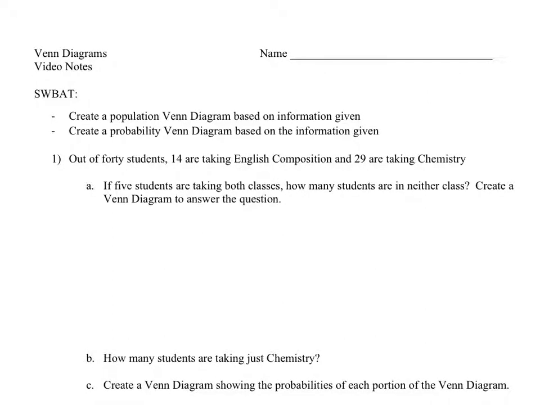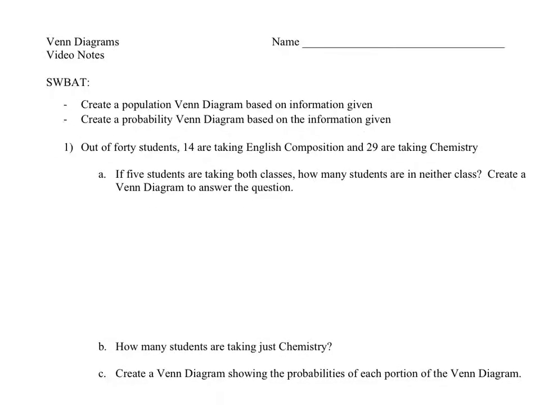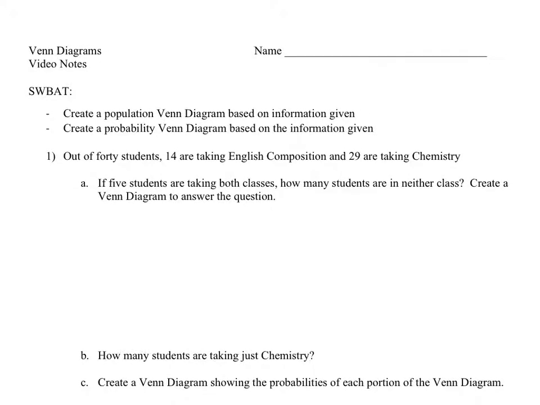All right, today we are discussing Venn diagrams and how we can use that information to find probabilities or how many's and things like that. So that's what we're doing today.